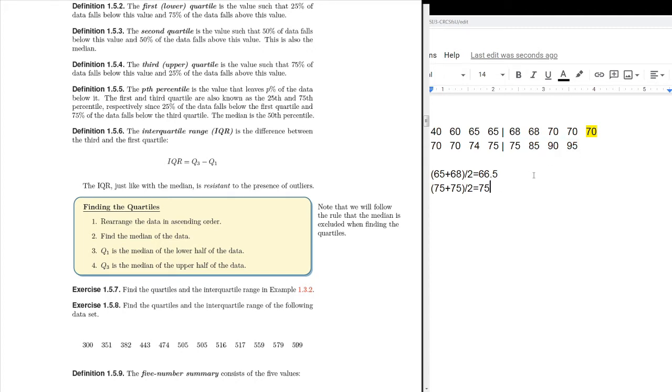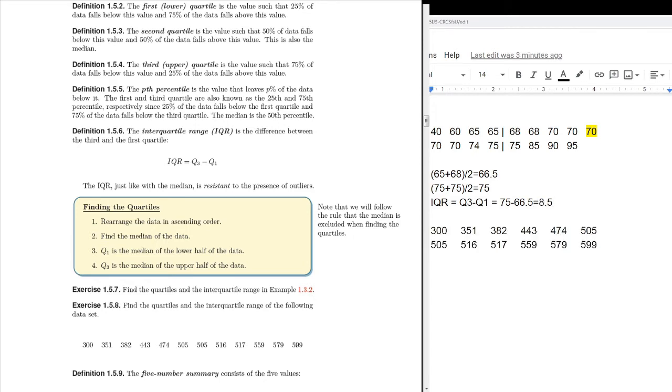So now we can use the quartiles to calculate the interquartile range. The interquartile range is going to be the difference between the third quartile and the first quartile. So we take Q3 minus Q1. We have 75 minus 66.5, and this gives us 8.5.